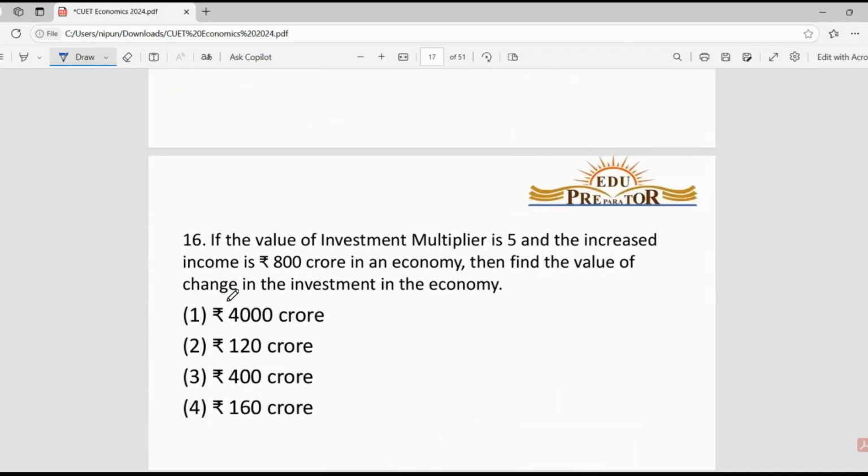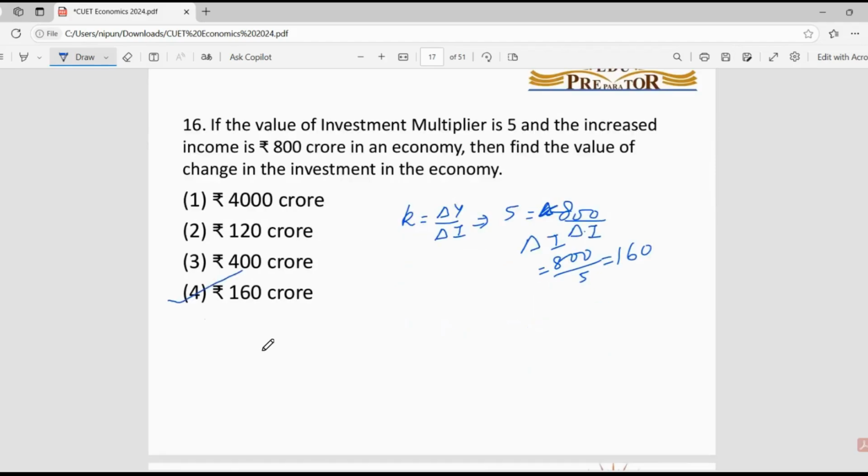If the value of investment multiplier is 5, an increase in income is 800 crore. Now, you have to find out the change in investment. We know that multiplier is delta Y upon delta I, that is, 5 is equal to delta Y upon delta I. How much is delta Y given? 800. Right? What do we have to find out? Delta I. So how much will be delta I? 800 upon 5, which gives me 160, that is, 160 crores. So the correct answer is option number 4, 160 crores.